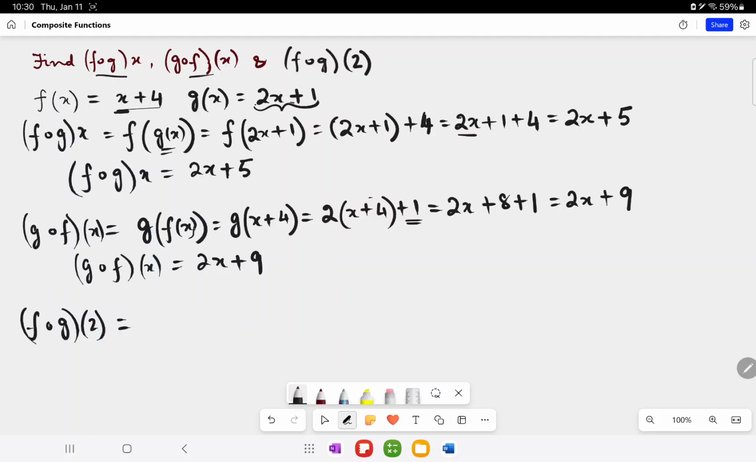So make sure you pick the right composed function. F of g of x is 2x plus 5. I'm going to take that expression, 2x plus 5, and replace the x with this 2. So it's going to be 2 times 2 plus 5, which is 4 plus 5, which is 9. And therefore the final answer for f of g of 2 is 9. All right, so that's how you work through problems of composite functions.